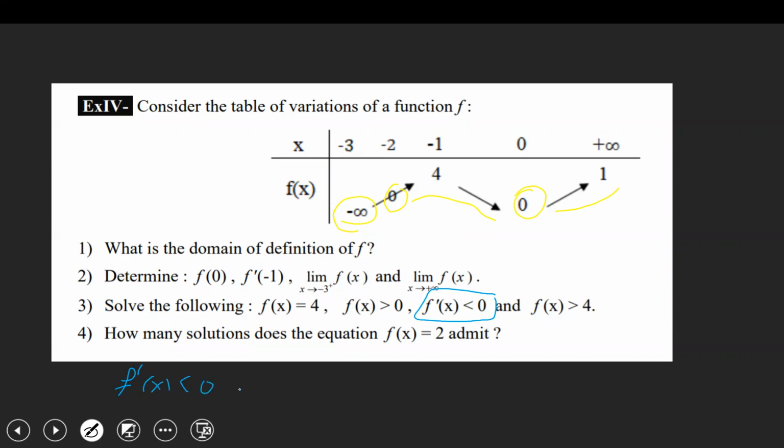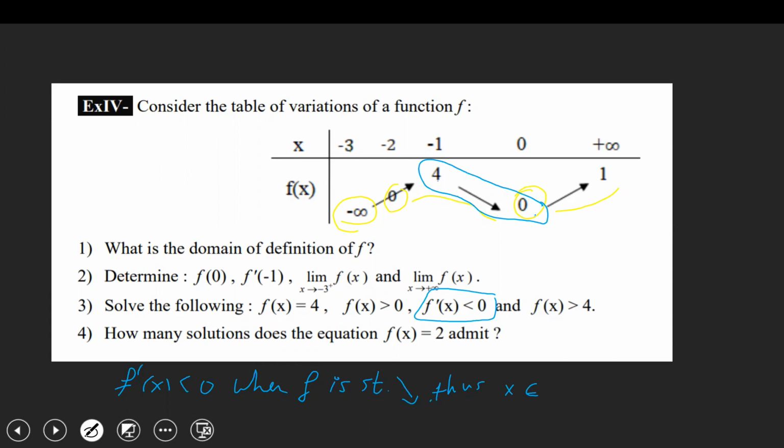So simply we can write here, part 3: f prime of x is negative when f is strictly decreasing, and according to the table of variations this happens when x is between... When is f decreasing? Someone might say x is decreasing between 4 and 0. Wrong. f is decreasing from 4 to 0, not between 4 and 0.